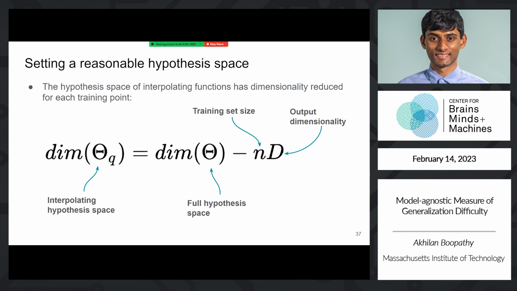to fit that training point if we have a one-dimensional output. In general, the same logic applies for general hypothesis spaces. For every training point we're given, we can just adjust some fixed number of parameters in the hypothesis space to fit that new point. And so the reduction in dimensionality just becomes n times d. N is the training set size, and d is the output dimensionality of our task. For a regression problem, that would just be the output dimensionality of the function we're trying to regress.